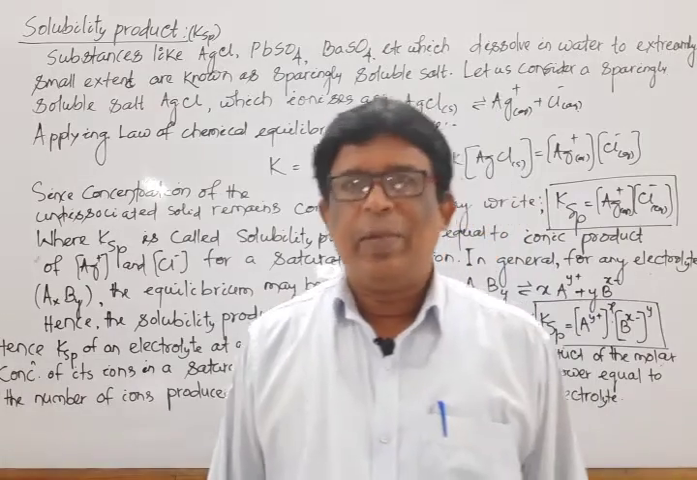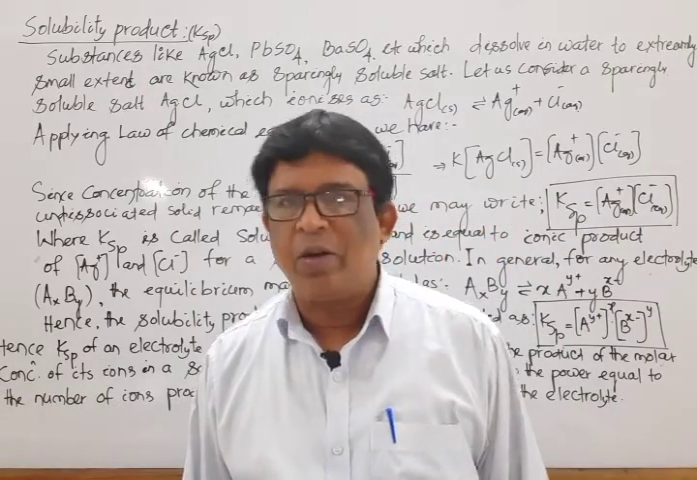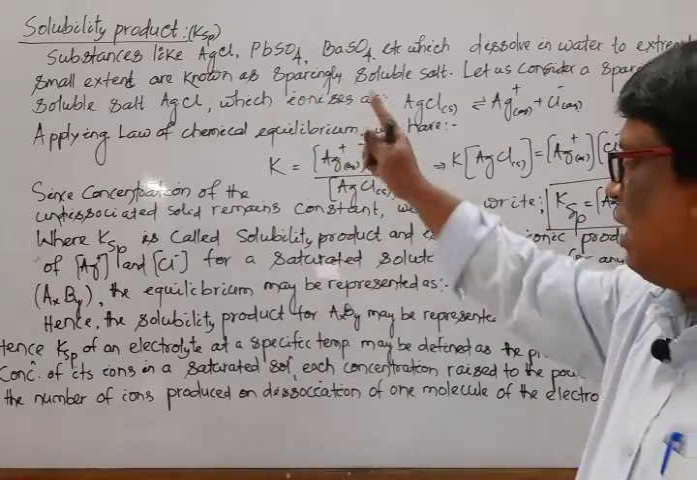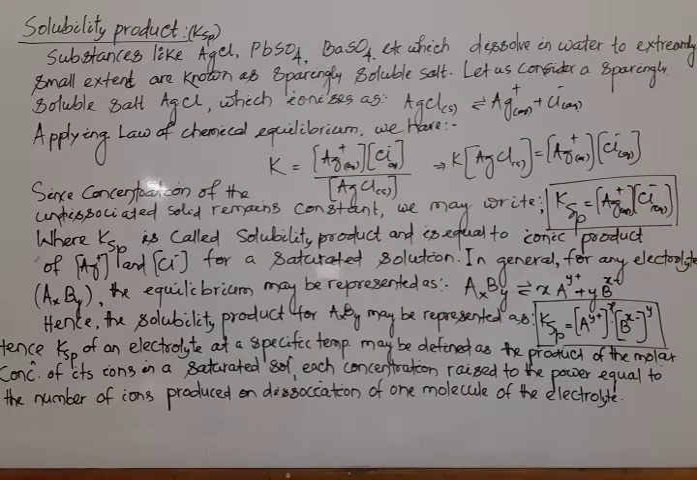Note down the definition for the solubility product. Mark that. Substances like silver chloride, lead sulfate, barium sulfate, etc., which dissolve in water to a very small extent, are known as sparingly soluble salts.